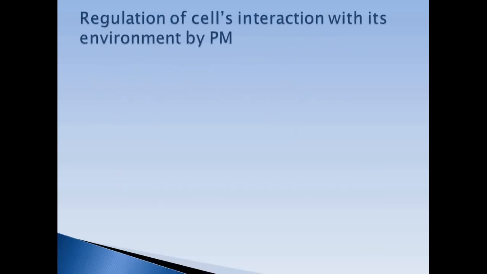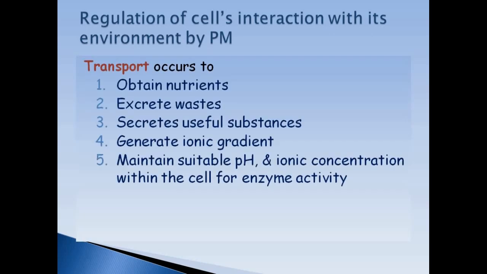How does the cell regulate its internal environment? This is mainly through transport, and transport occurs to obtain nutrients and to excrete waste. During the metabolic activity of the cell, certain waste is produced. This waste has to be removed from the cell, so that is also through transport from inside to outside. Similarly, during metabolic reactions, some products are produced. Some of these products are used inside the cell, but some are required outside the cell, so they have to be secreted out.